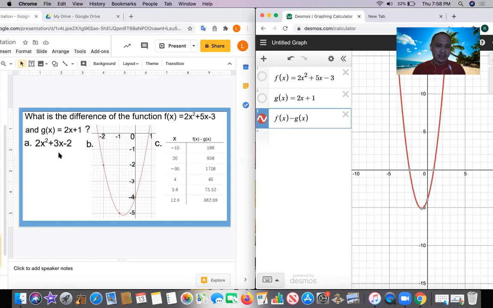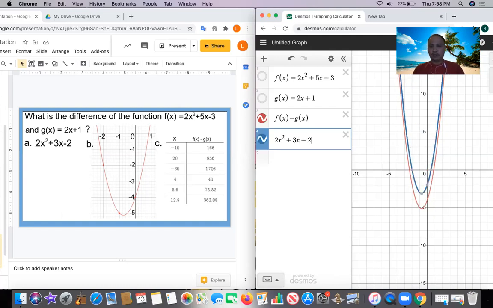The question: for letter A, how should I know that A is the answer? Remember that this graph here is the graph of our answer. So this is already our answer. Now we will just look at the equivalent. So you write it down here: 2x squared plus 3x minus 2. Oh, that A does not trace the line of our answer.